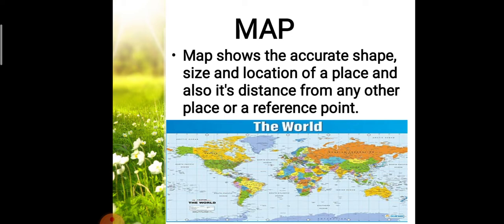Maps are a symbolic representation of selected characteristics of a place, usually drawn on a flat surface. Maps present information about the world in a simple visual way, like here in this picture you can have a visual look of the whole world. They teach about the world by showing sizes and shapes of countries, location of features and distances between places.